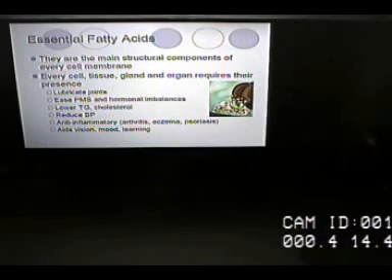Essential fatty acids, I've already gone through those, how important they are. They're a part of all of our cell membranes.